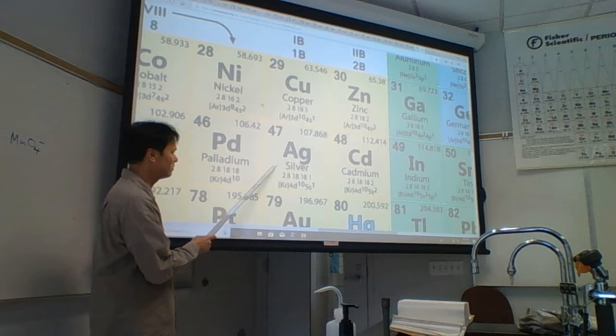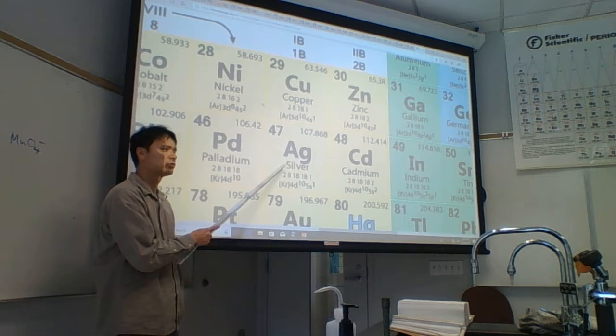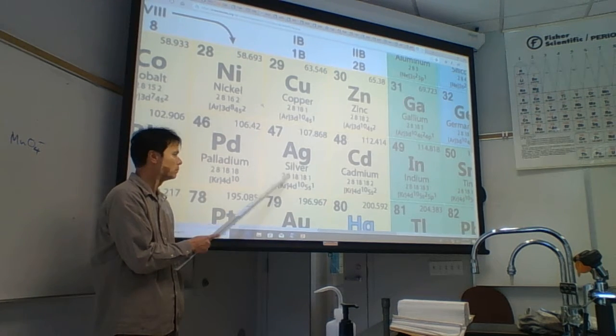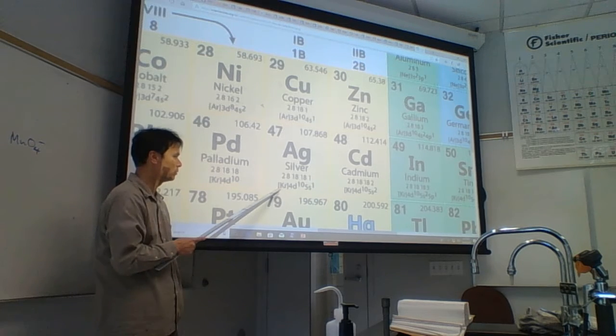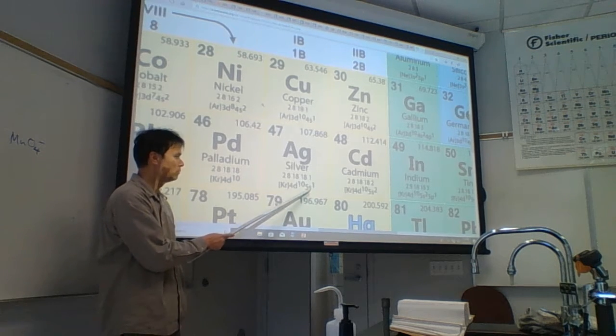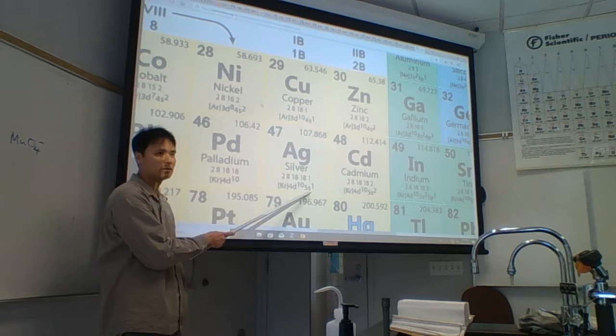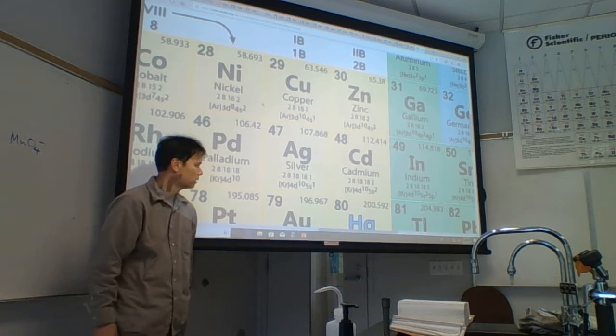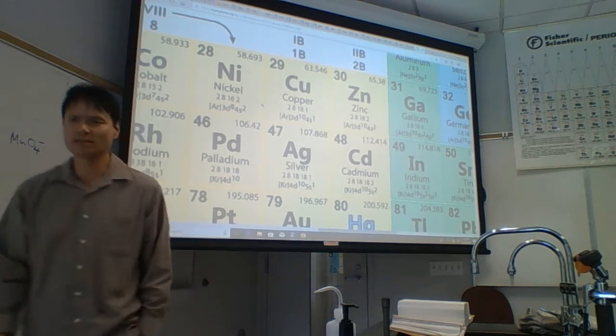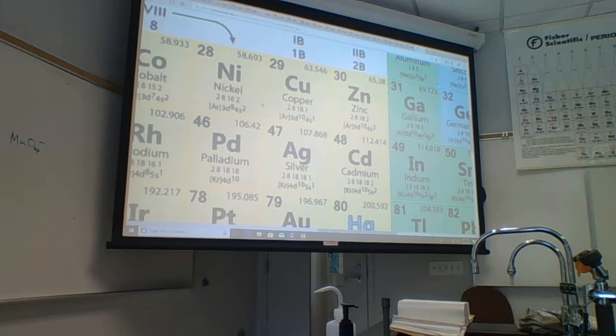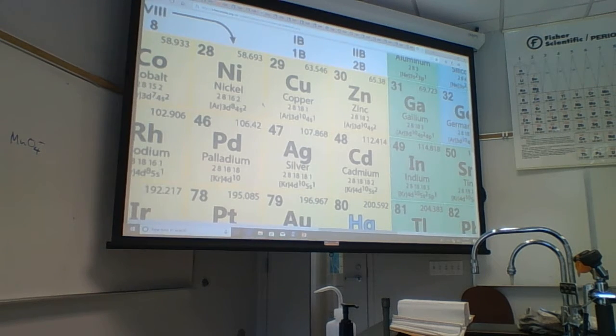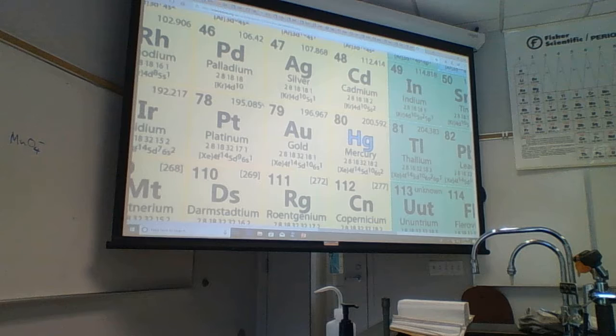However, silver behaves nicely. There's only one charge for silver. What is it? +1. Here, you've got the krypton 4d10 core, 5s1 valence. So this is +1. Gold doesn't behave as nicely, but gold is +1 and +3.